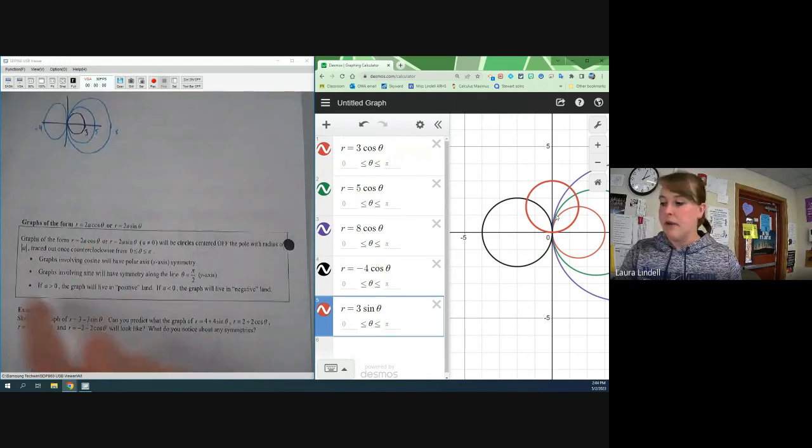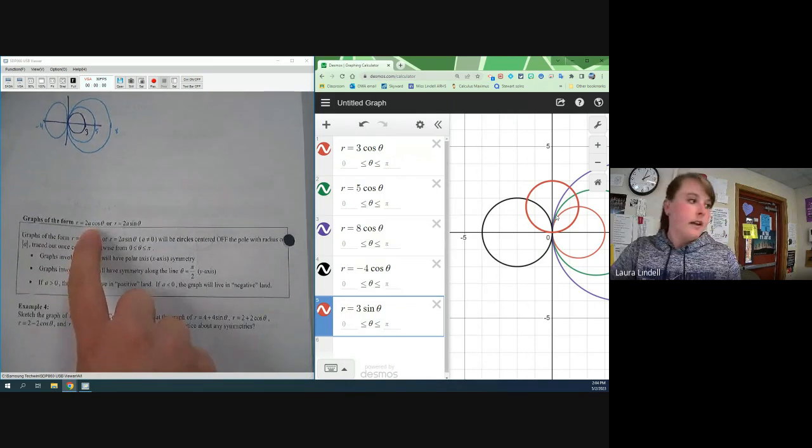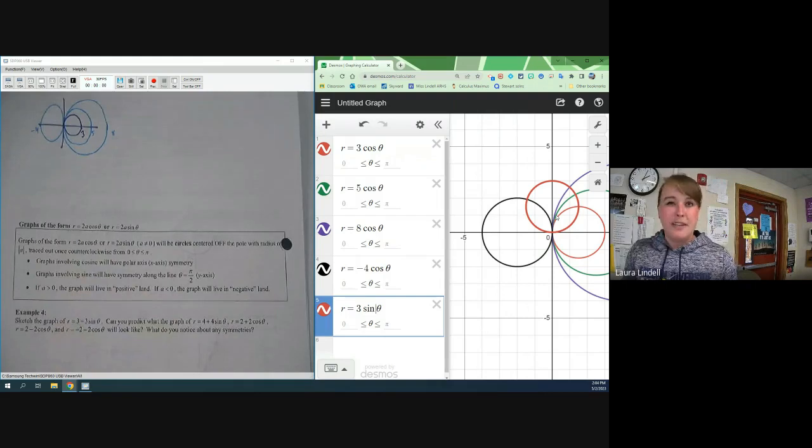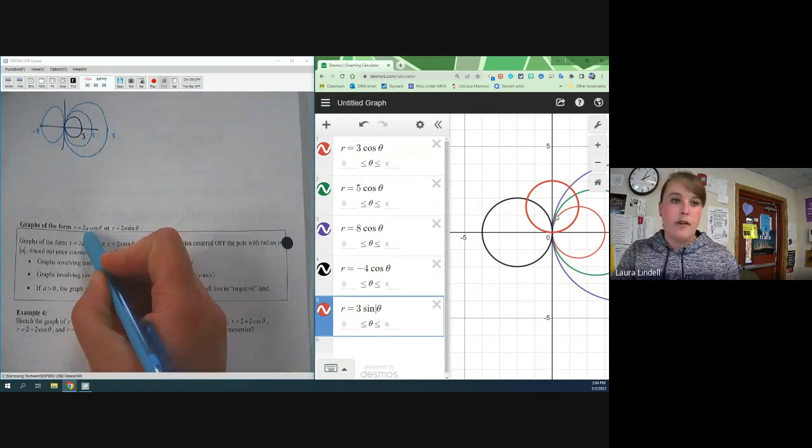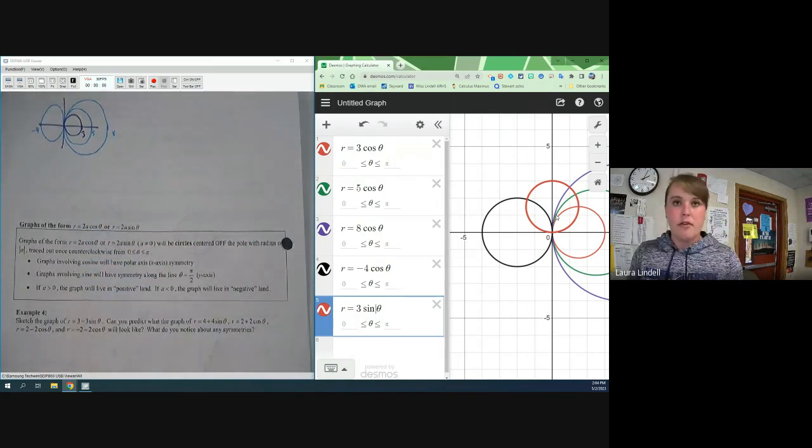So we have a nice summary of what happens with things in the format of 2a cosine theta or 2a sine theta. They are circles centered off the pole, but they do go through the pole with a radius of a. The reason that we have the 2a is because the numbers in front define the diameter, but usually we like to think of circles in terms of the radius instead. So a would be the radius. Whatever number total is in front of your sine or your cosine, divide it by 2, and you get the radius.